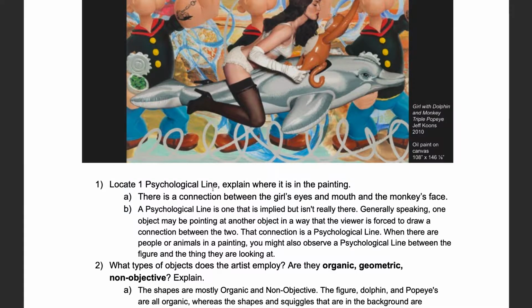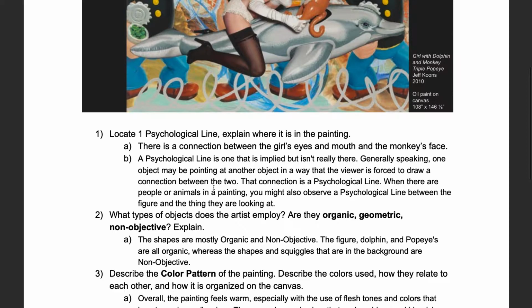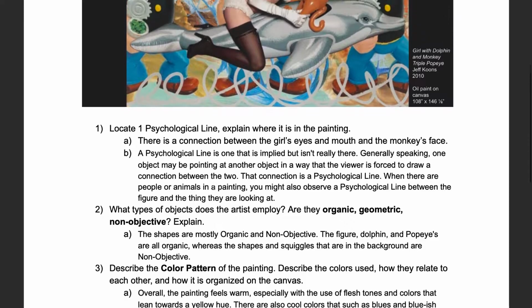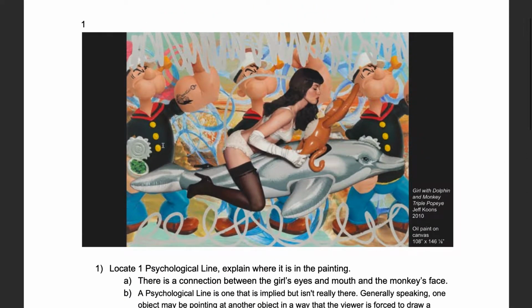Question 2. What types of objects does the artist employ? Are they organic, geometric, or non-objective? My answer: the shapes are mostly organic and non-objective. The figure, dolphin, and Popeyes are all organic, whereas the shapes and squiggles that are in the background are non-objective. All these recognizable shapes, I'm calling them organic.